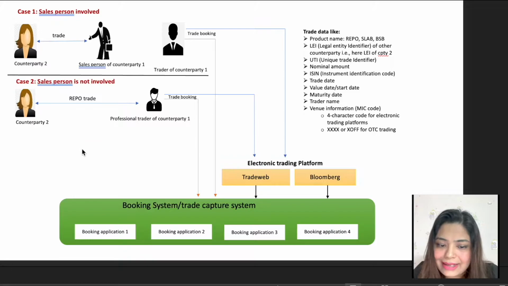Here in this next slide, you can see an elaborated diagram of the trade booking system. There are mainly two cases. Sometimes a trader and a salesperson both are involved while booking a trade, and sometimes only a trader is involved who directly books a trade in the system. In case 1, let's say counterparty 1 is JP Morgan, for example, and it has one salesperson and one trader. This salesperson will communicate and connect with different investors or financial firms, and will tell them about the investment opportunities for certain securities.